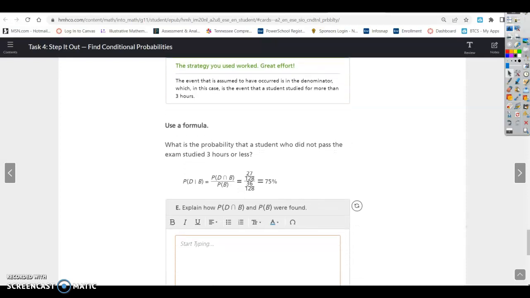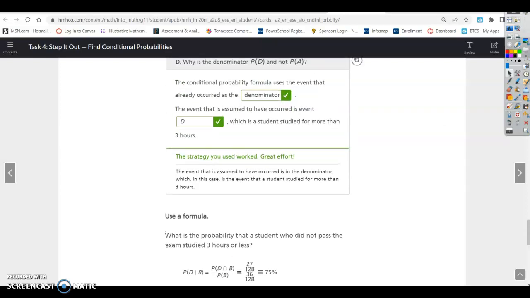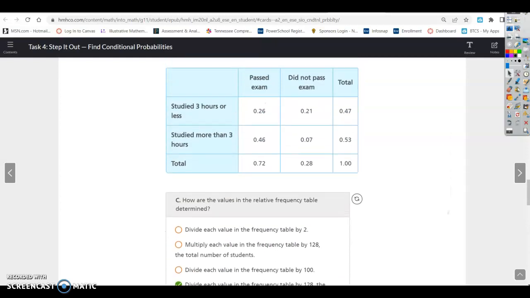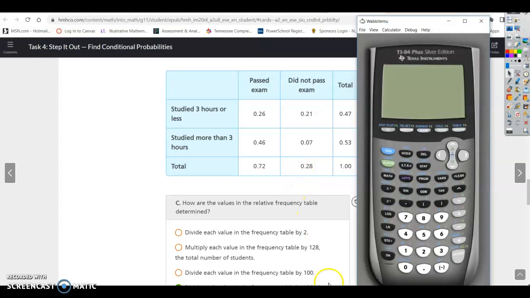All right. Use a formula. What is the probability that a student who did not pass the exam studied 3 hours or less? All right, studied 3 hours or less. The probability of a student who did not pass the exam. Okay, a student that did not pass the exam studied 3 hours or less. So that would be 0.21 over 0.28.